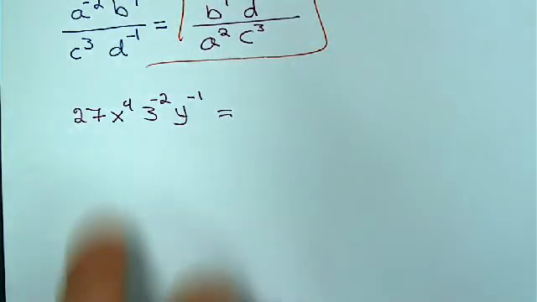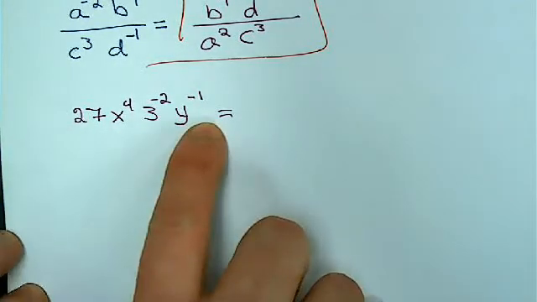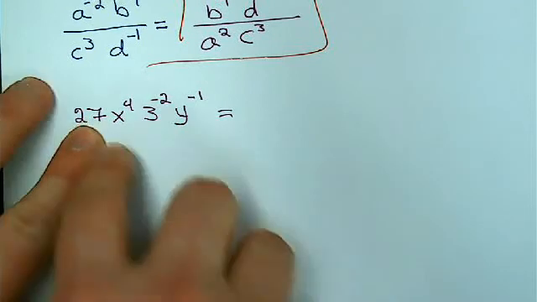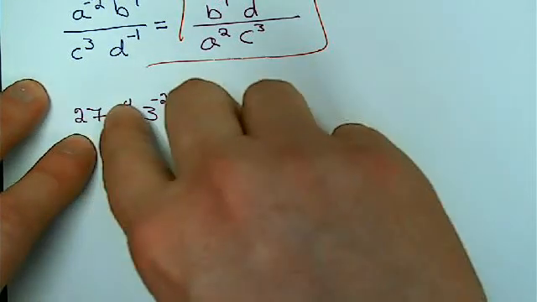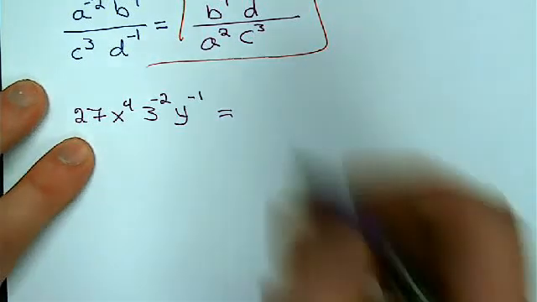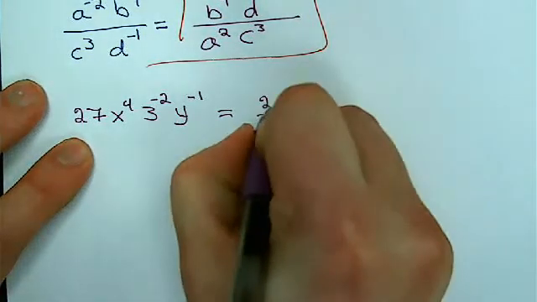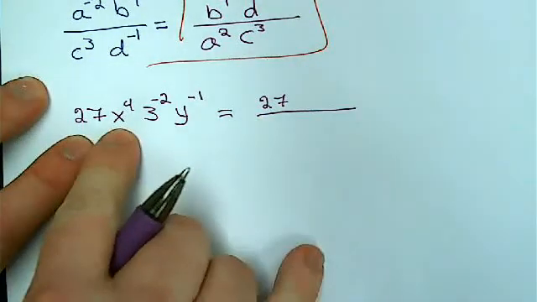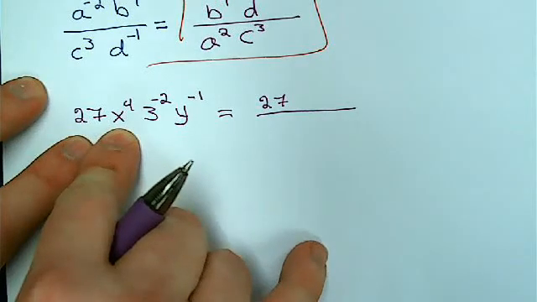All right, let's go down. What we're going to do is run down the line while we simplify this. The positive 27, the exponent, there isn't one, so it's going to stay on top, right? Okay, so that stays on top, 27. X to the fourth, stay on top or move down?